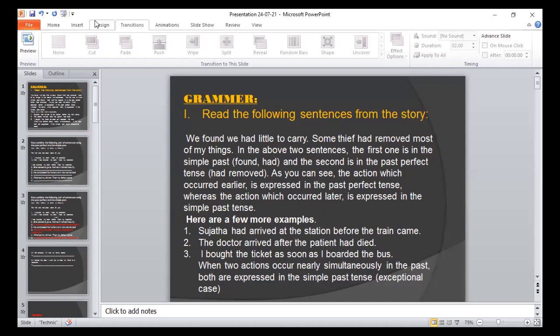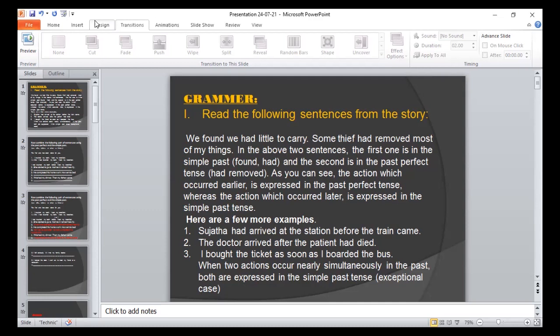Page number 10. Read the following sentence from the story. Okay, this passage has been taken from the story, the snake and the mirror, and from that we have to do the exercise. Okay, we found they had little to carry. Some thief had removed most of my things.